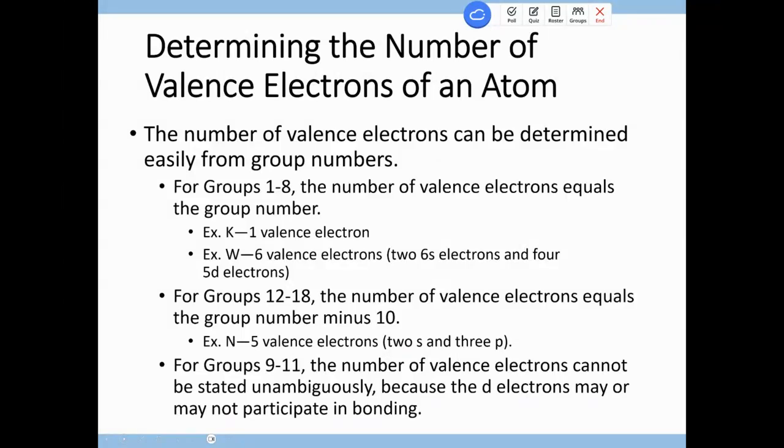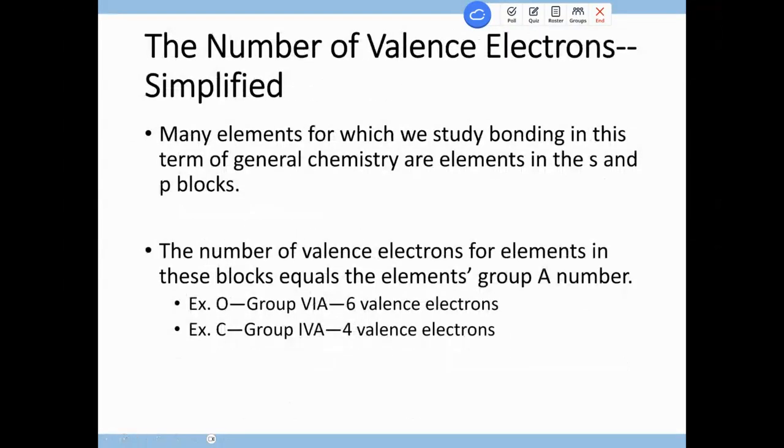For groups 9 to 11, so a couple of groups in between, those valence electrons are not always consistent. They can't be stated unambiguously because the electrons may or may not participate in bonding. This is beyond the scope of our course. So we won't be worried about determining valence electrons for those atoms.